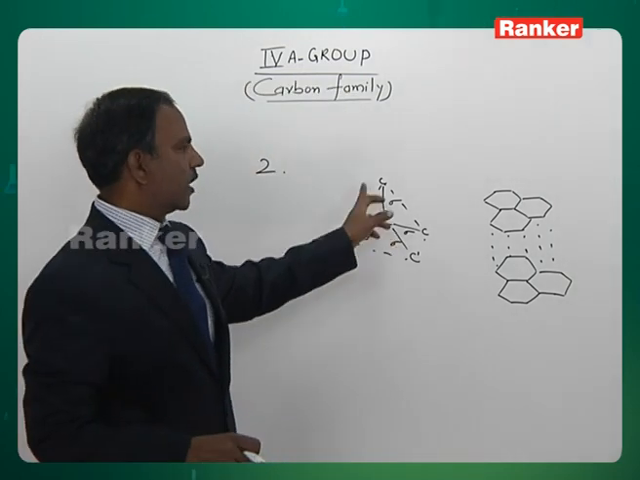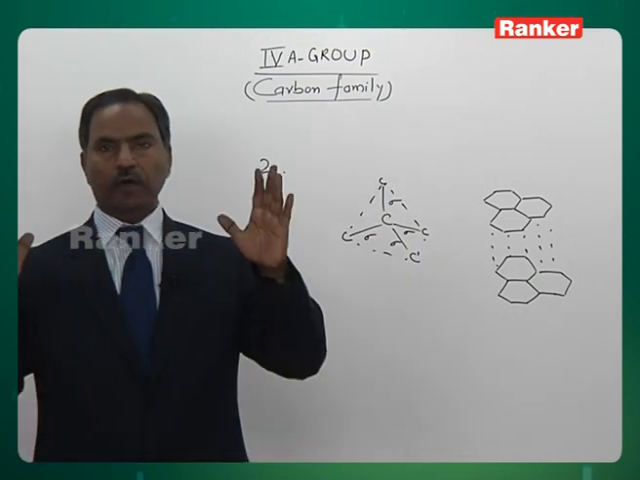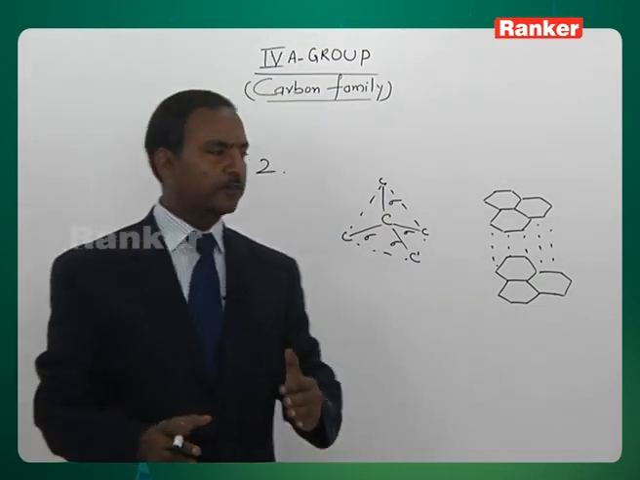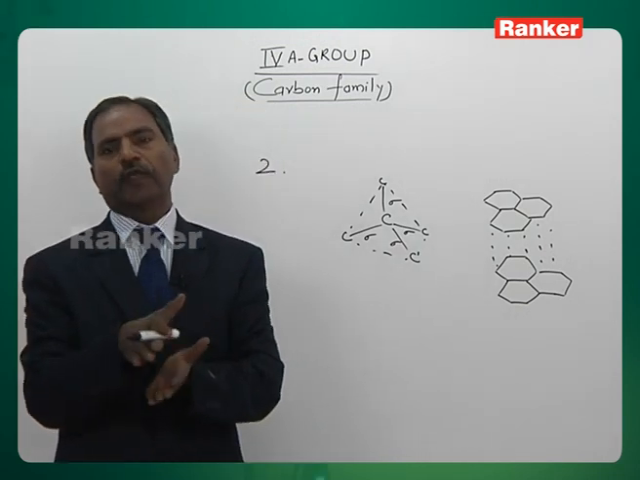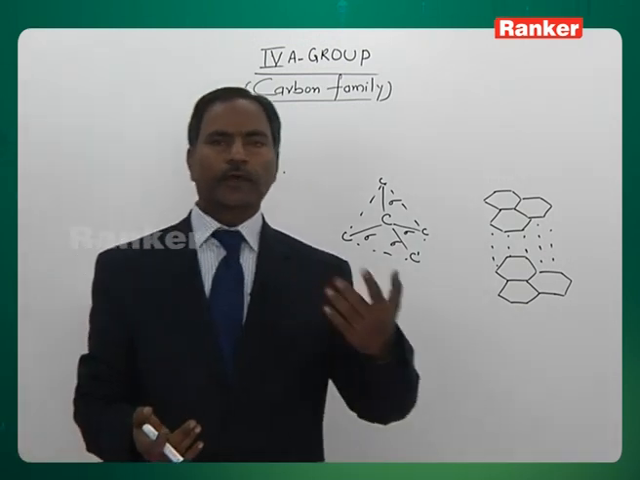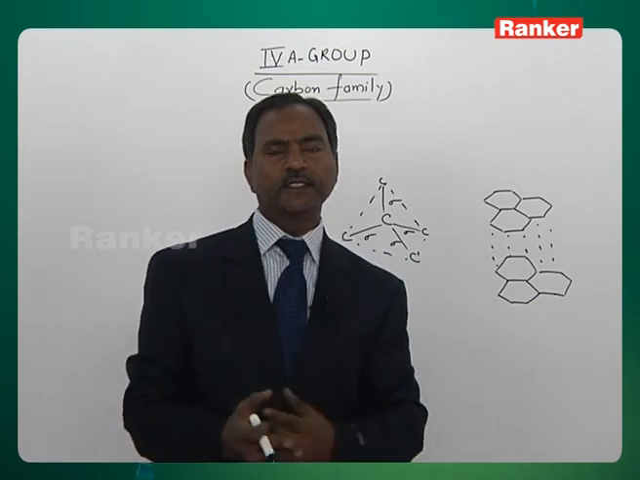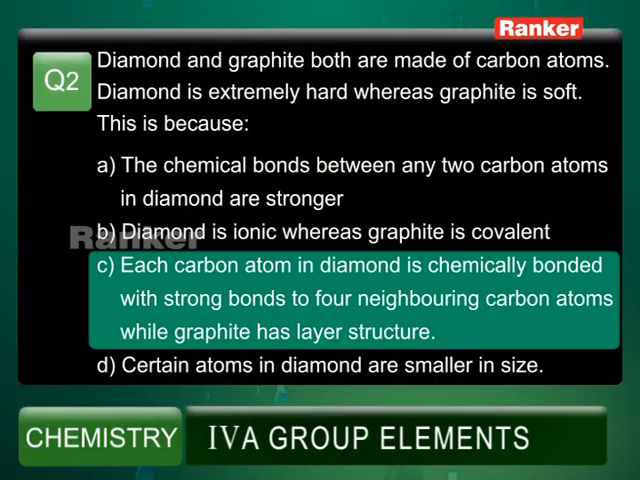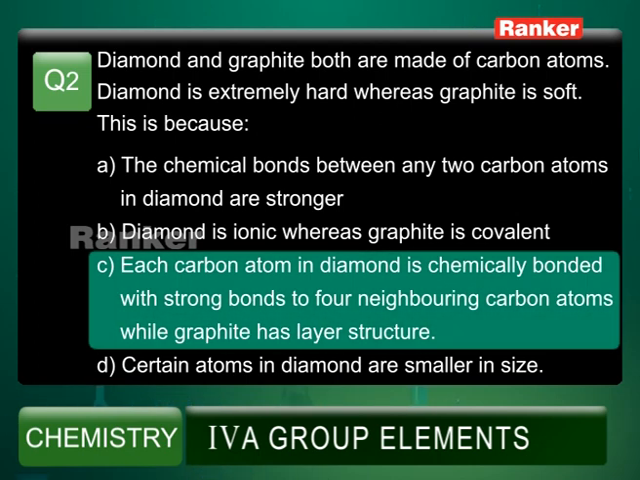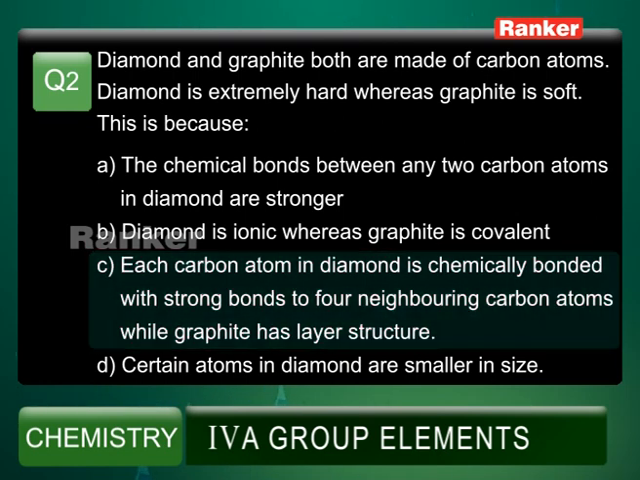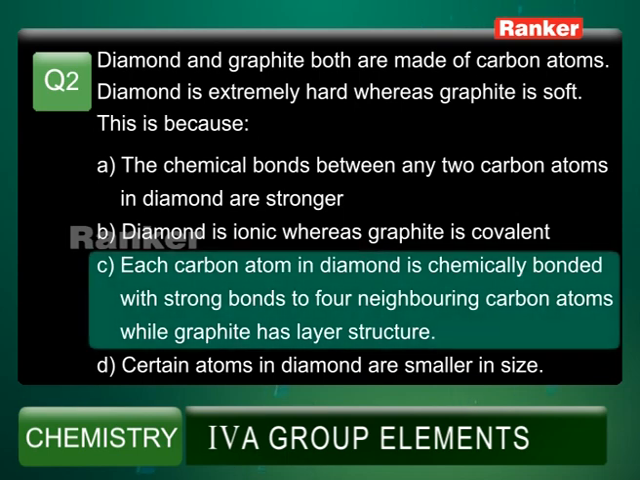In diamond, carbon atoms are linked to 4 neighboring carbon atoms with strong covalent bonds. Graphite is a layered structure, and in between the layers weak van der Waals forces of attraction are there. Therefore, it is soft. That is the correct answer. Each carbon atom in diamond is chemically bonded with strong bonds to 4 neighboring carbon atoms, but graphite is a layered structure, therefore it is soft. So question number 2, the answer is C.